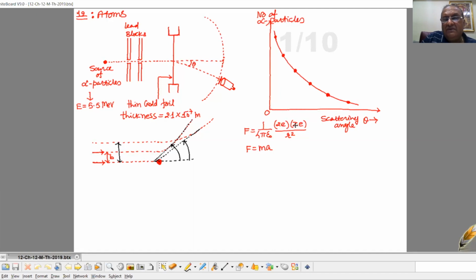So atomic number is Z. So charge possessed by it, that is Ze, upon r square, r, that is the perpendicular distance, means this impact parameter. Clear? So using these equations, he theoretically derived the equation. Now this equation is just for information.